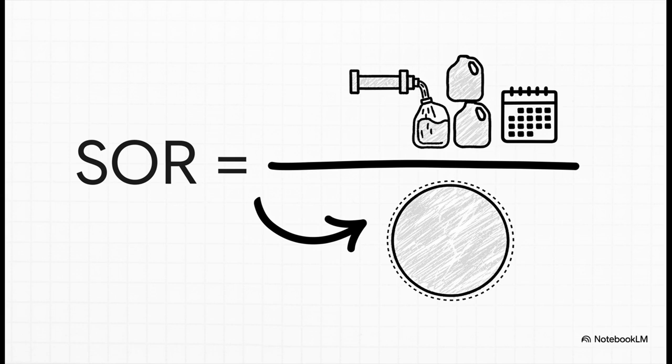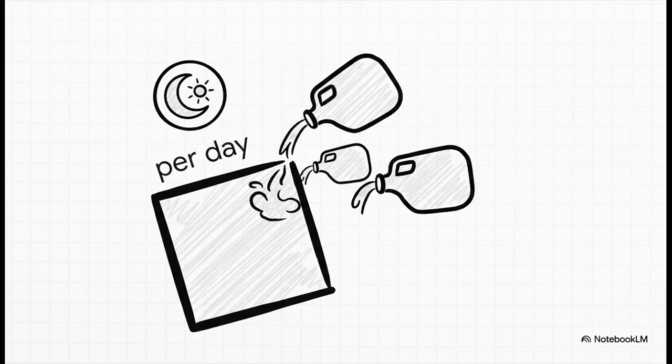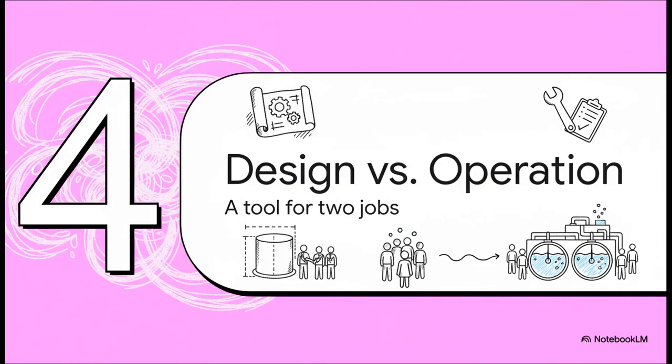And that's pretty much it. You just take the flow, divide it by the surface area, and boom, you have your surface overflow rate. It's that simple. So the final number you get tells you exactly how many gallons of water are flowing over each and every square foot of that tank's surface every single day. This single metric is what gives engineers and operators total control over our settling race. It's incredibly powerful.